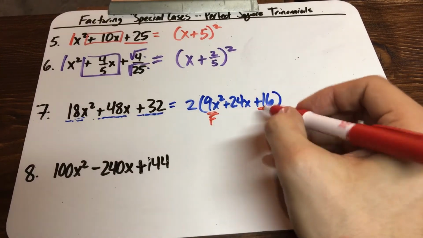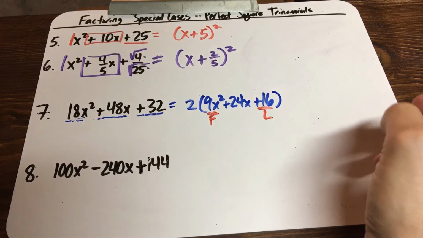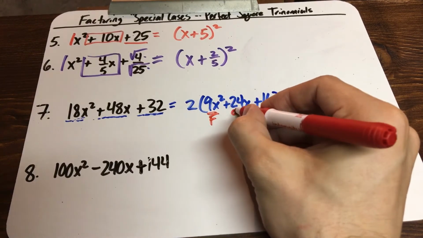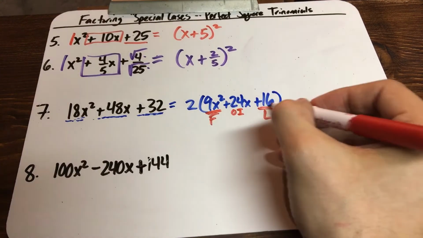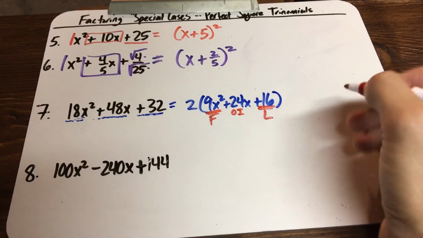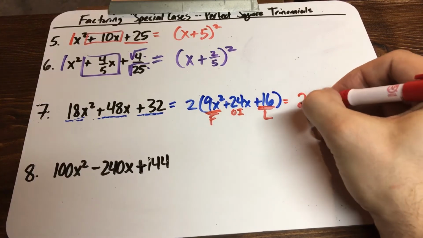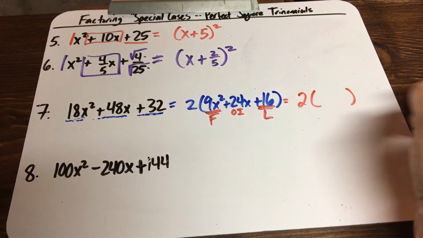Your letter F and your letter L, are those perfect squares? Of course they are. Here's your O and your I combined together. They're not going to be perfect squares, and that's okay. As long as this and this are perfect squares, we can do this one with a shortcut. Keep that 2 out there. Don't forget it, because I love to forget that.